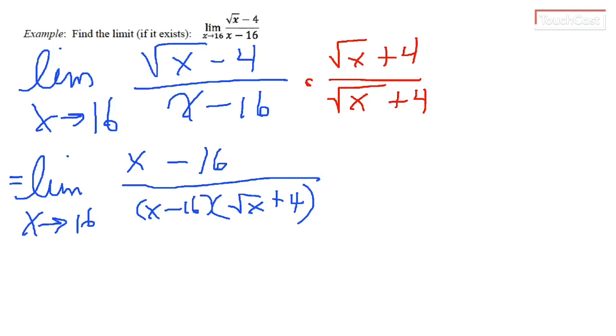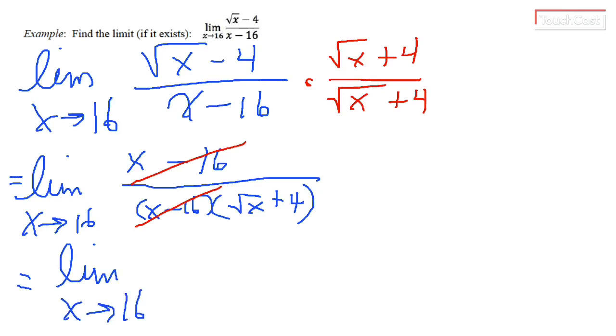Now you can see what happens. This is the good part. X minus 16 cancels with x minus 16. This is going to equal the limit as x goes to 16 of 1 over square root of x plus 4.